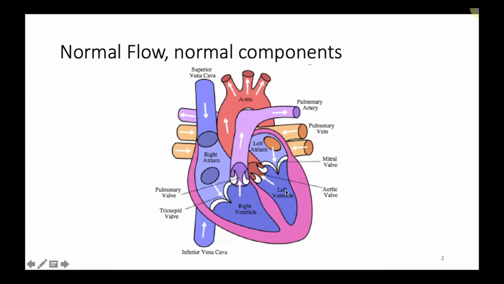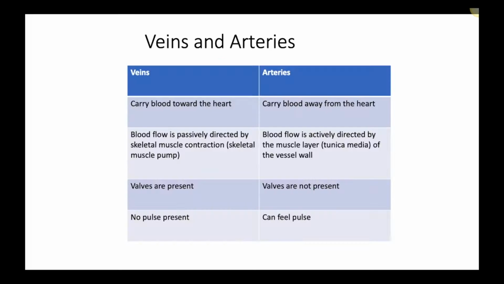really thick myocardium of the left ventricle gives it a good contraction and pushes that oxygenated blood through the aortic valve into the aorta, and then of course into its component arteries. So that is the basic flow of the heart.